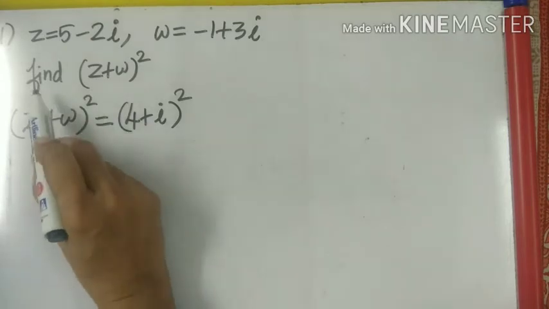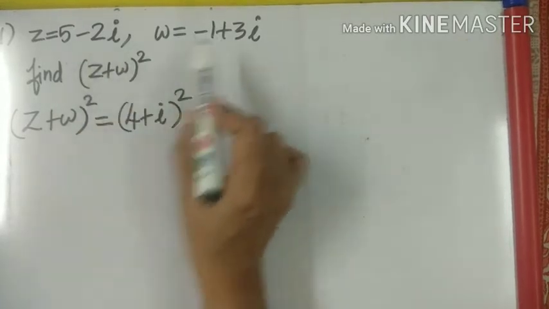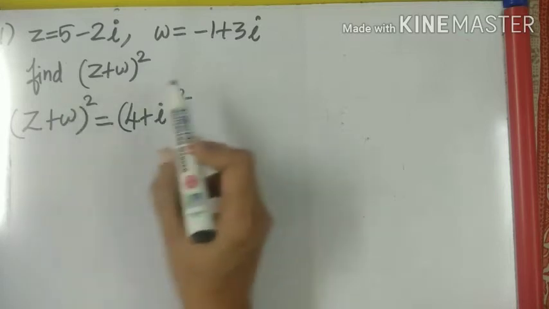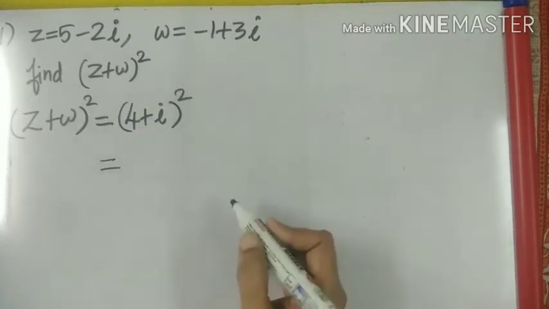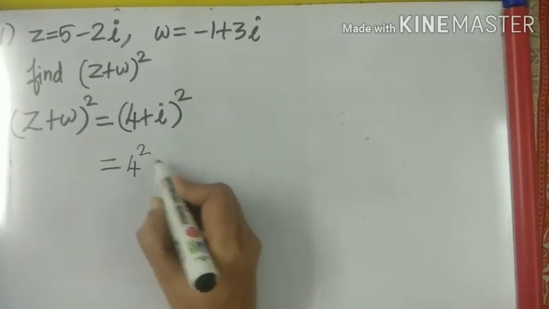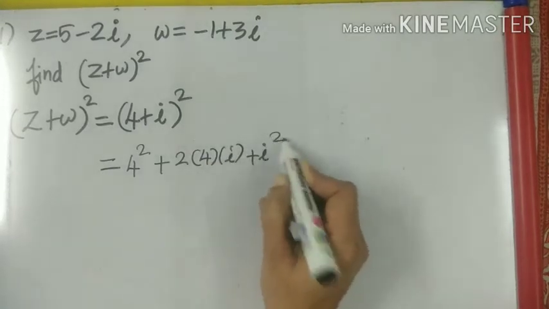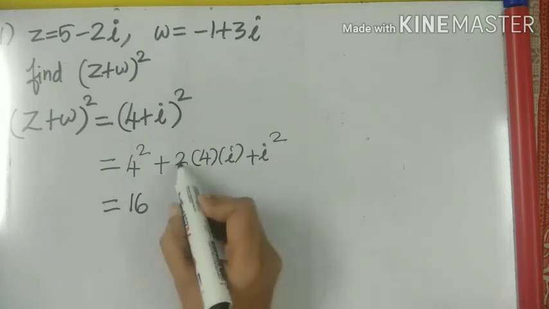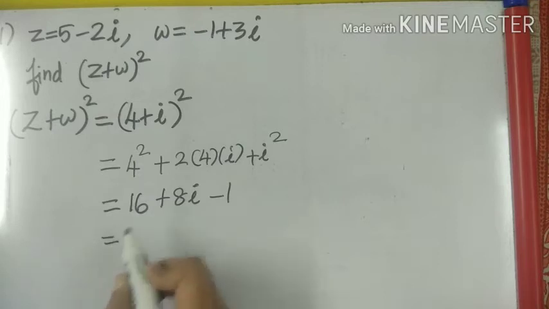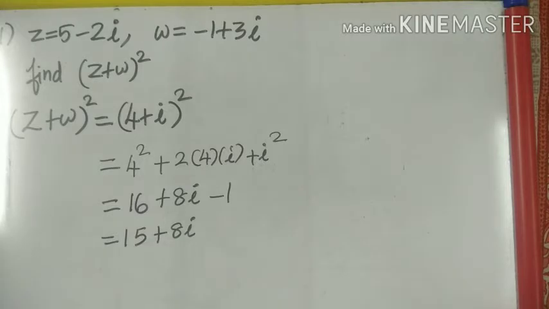Another subsection, find z plus w the whole square. We already found out z plus w. The answer was 4 plus i. And I want the square. So our usual expansion, this is a plus b the whole square: a square plus 2ab plus b square. 16, 2 4s are 8i. i square value is minus 1. 16 minus 1, 15 plus 8i.